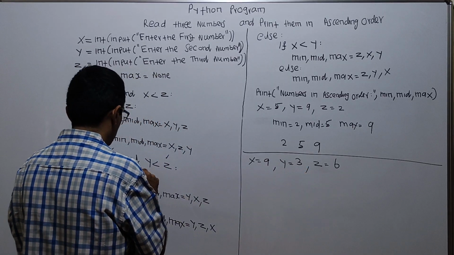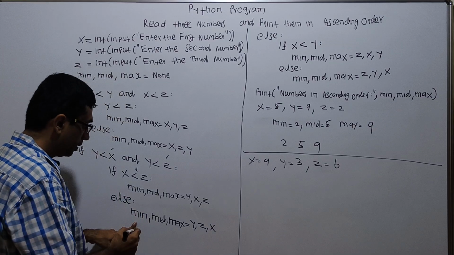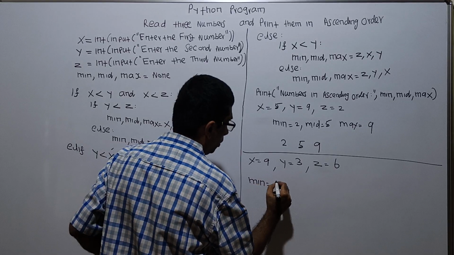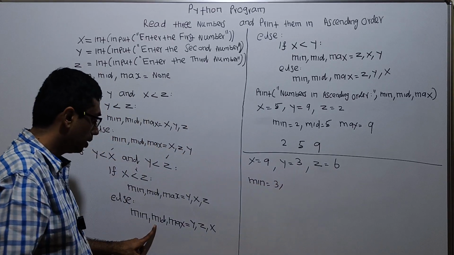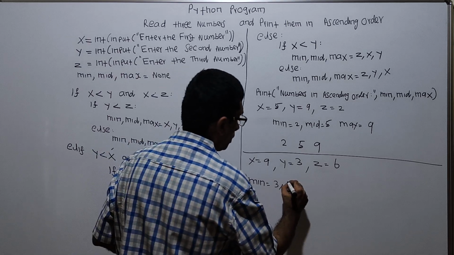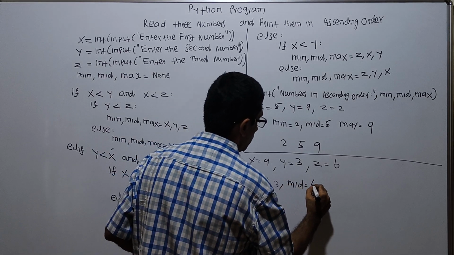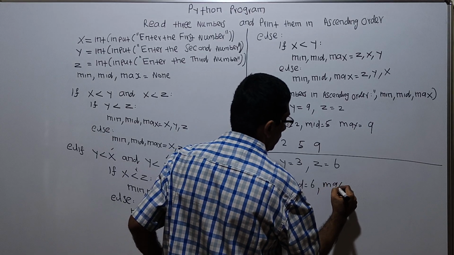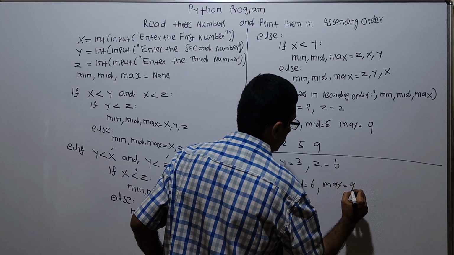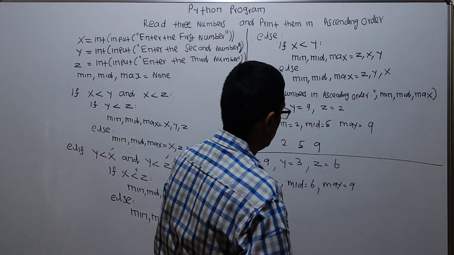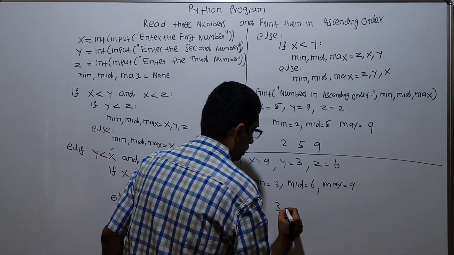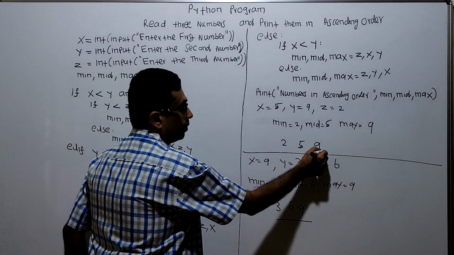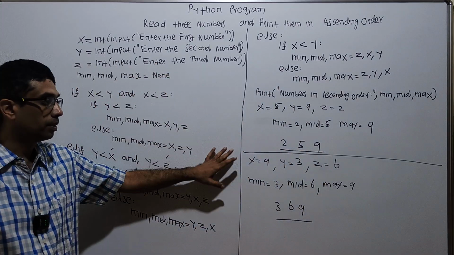This is false. Control will come to this place and assign min equal to y. So min equal to y, value 3. Next mid equal to z. Mid equal to 6 and max equal to x. Max equal to 9. So, I print the output numbers in ascending order, that is 3, 6 and 9. So, it is working perfectly. For the given two inputs, the program is working perfectly.